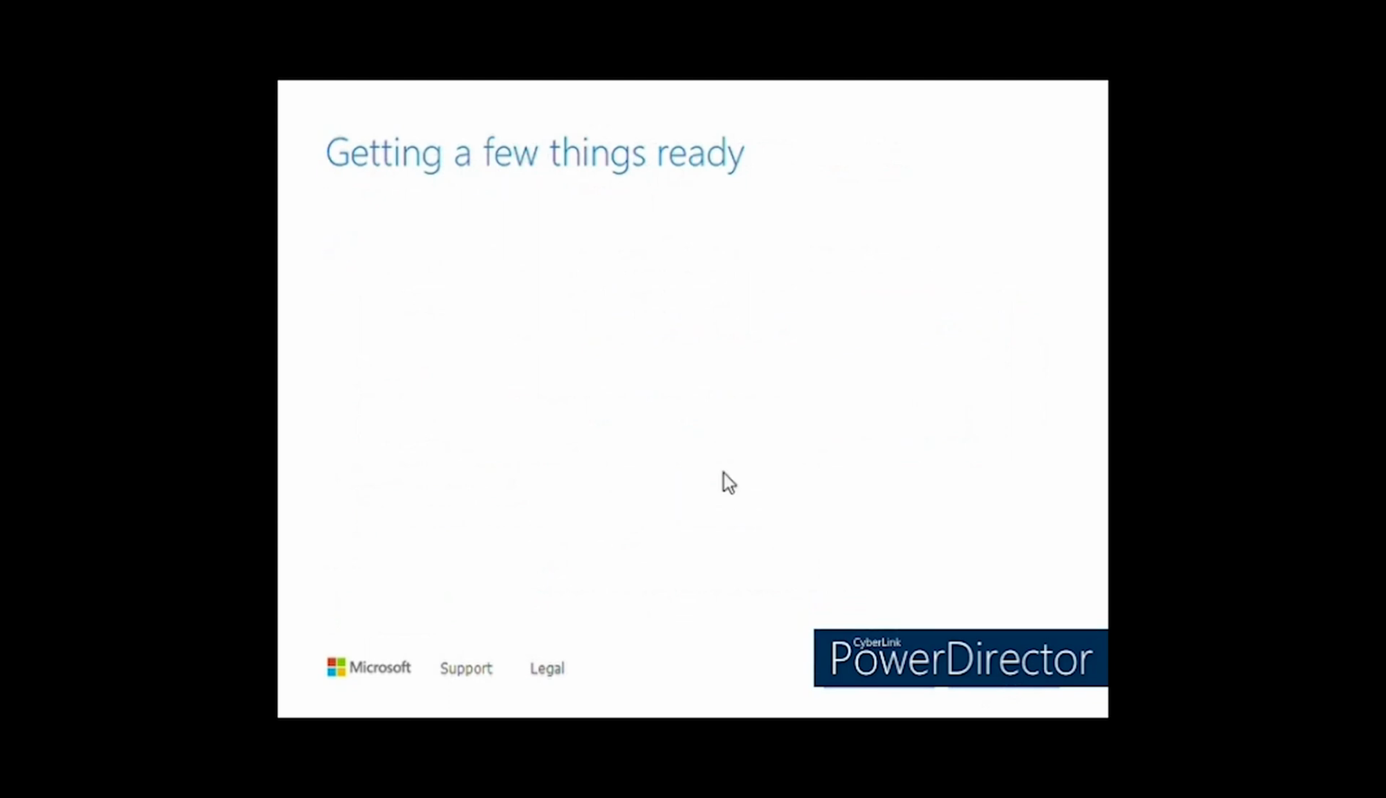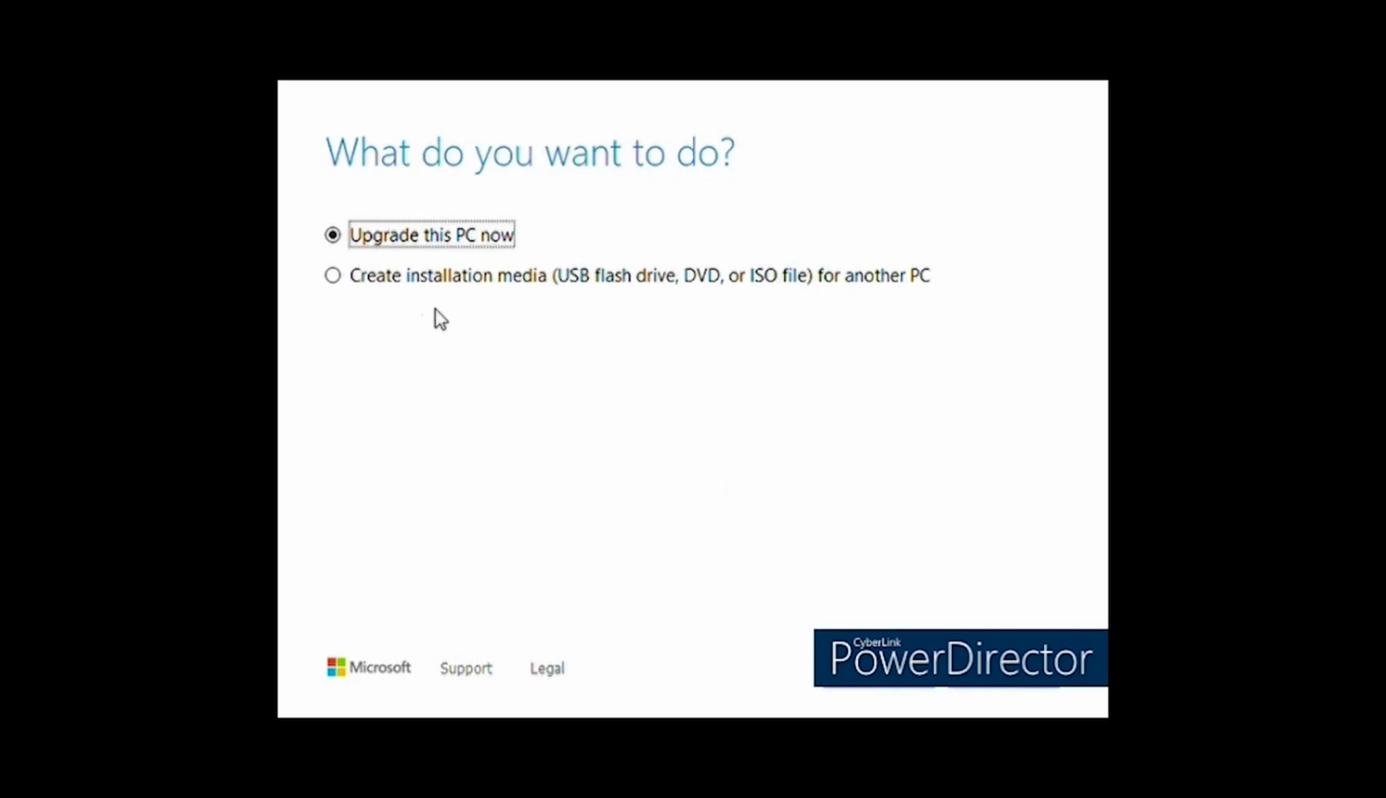Next, you will get two options. First, upgrade this PC, and second is create installation media for another PC via USB and ISO file. Select the second option and click on Next.